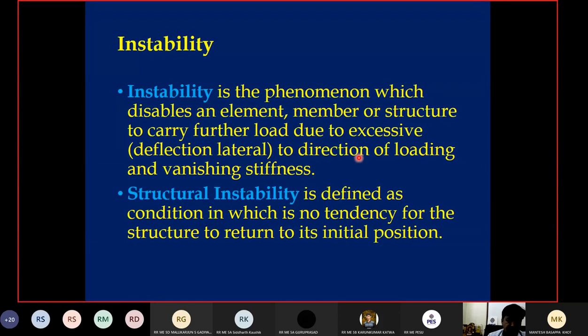Now, instability is a phenomenon which disables an element, member, or a structure from carrying further load due to excessive deflection lateral to the direction of loading and vanishing stiffness. So structural instability is defined as a condition in which there is no tendency for the structure to return to its initial position. These are the definitions given in your standard textbooks. As I said, we basically relate to instability first, so the definition of instability is learned first, and thereby you get a sense of what stability is.